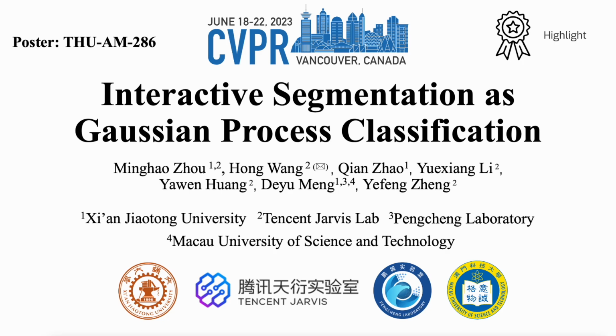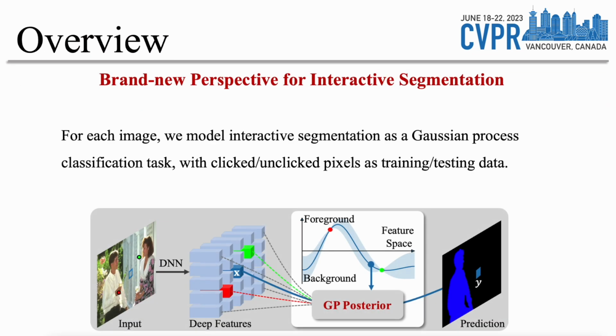Hello, in this video we present our work accepted by CVPR 2023, Interactive Segmentation as Gaussian Process Classification. First, let's have a 1-minute overview of our work. In our paper, we provide a brand new perspective for interactive segmentation.